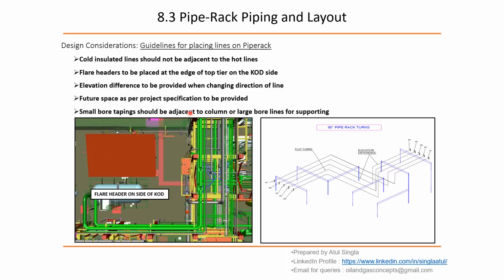Small bore tapping should be adjacent to the column. If we have a few small bore tappings, they should be adjacent to this column, so that we can plan the tappings and plan the supporting from these beams. This is a very good practice, to route all the lines near the vertical column.